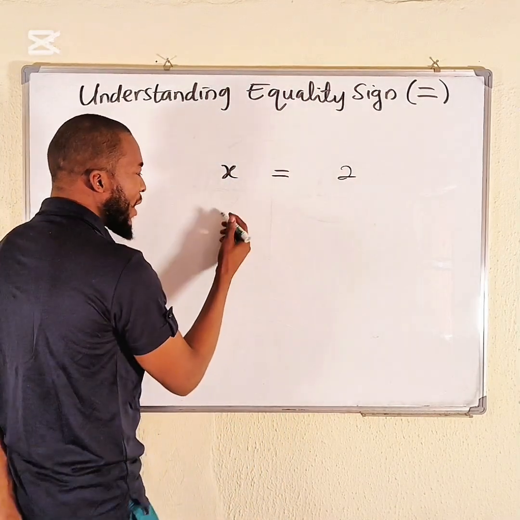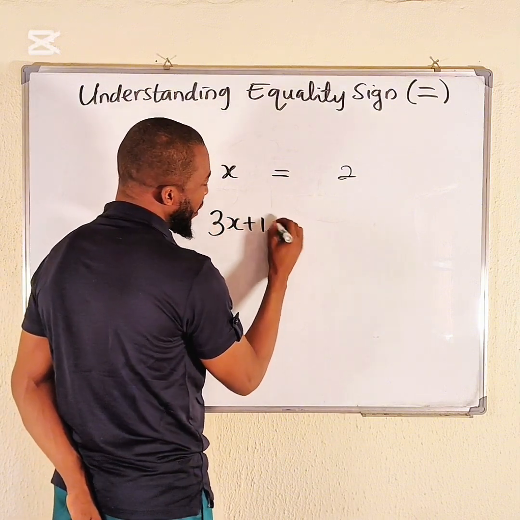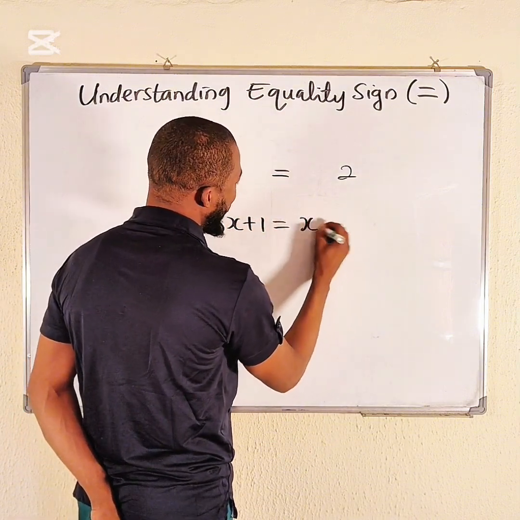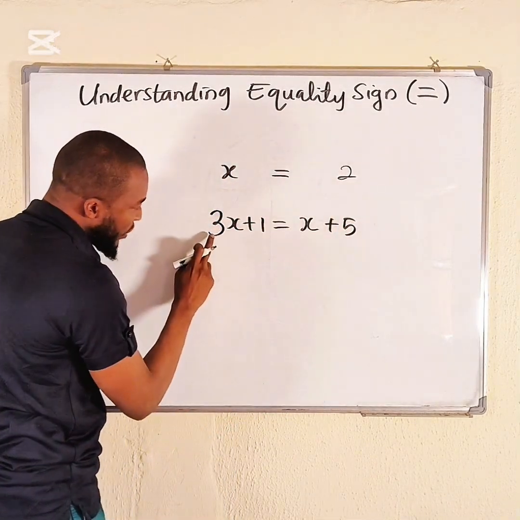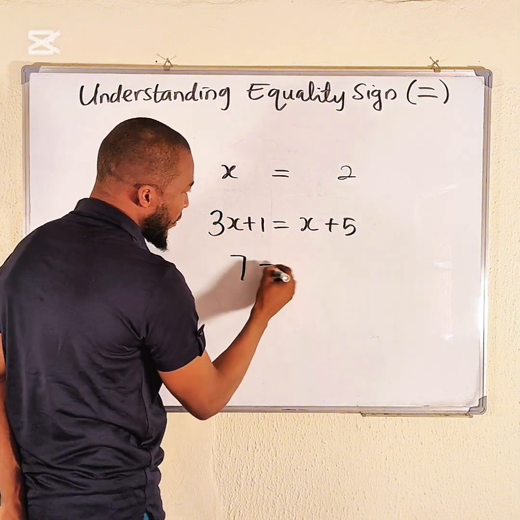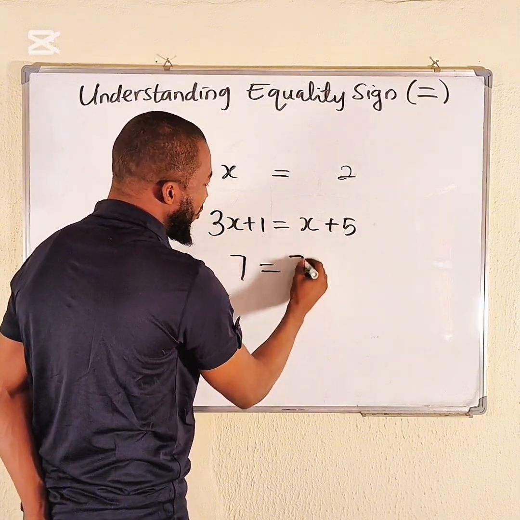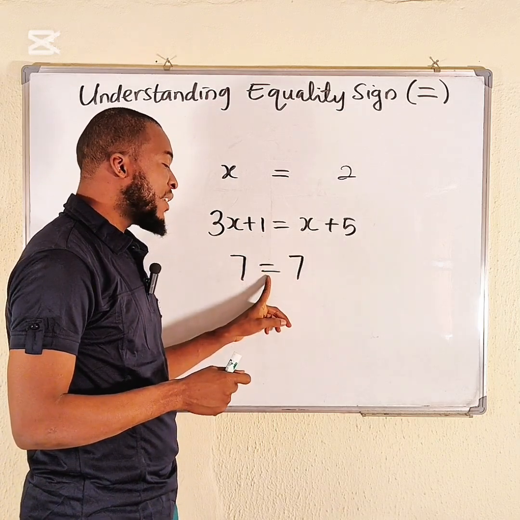So let us plug it back. Remember what we had earlier was 3x plus 1 equals x plus 5. All right. If you take 2 and plug it here, it will be 3 times 2, which is 6, plus 1 is 7. 2 plus 5 is also 7. Yes, this means that the equality sign is true.